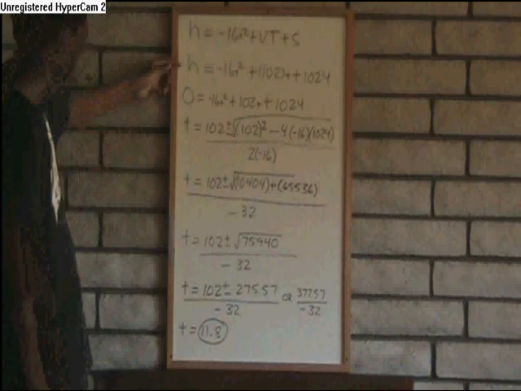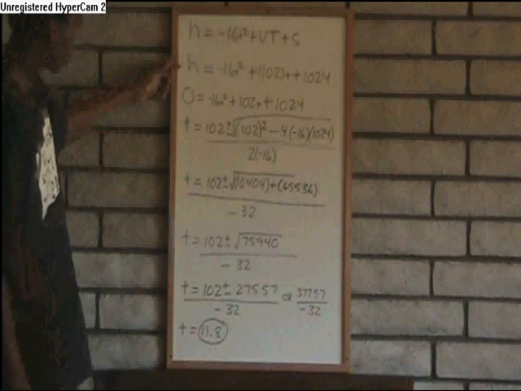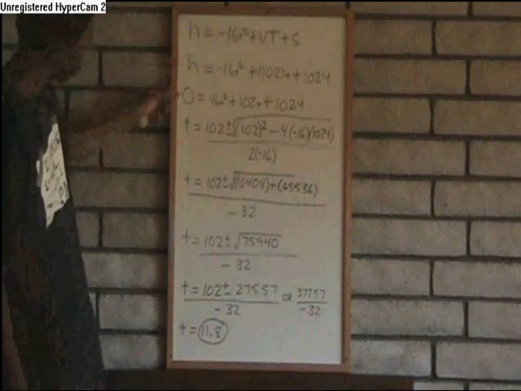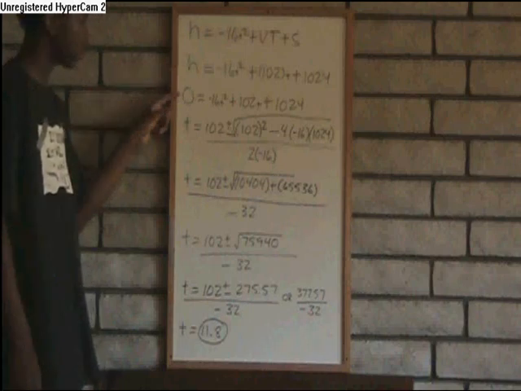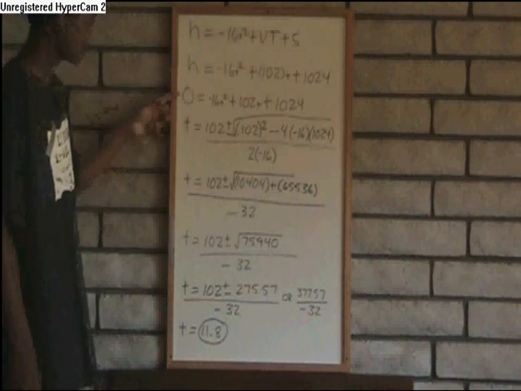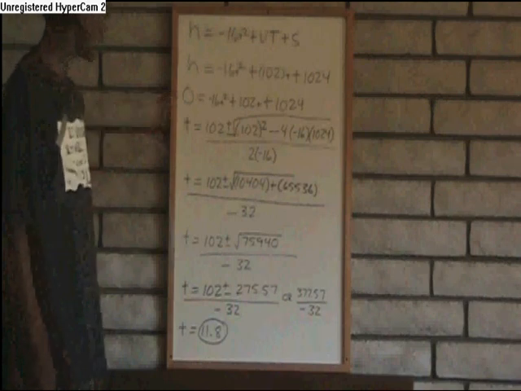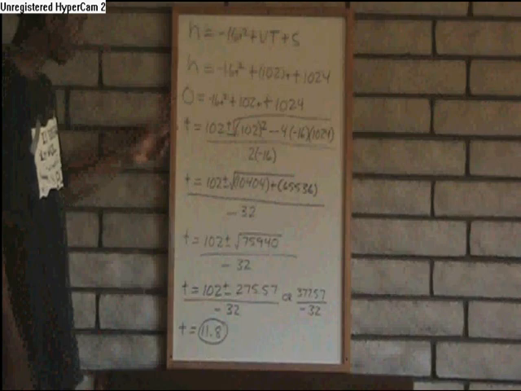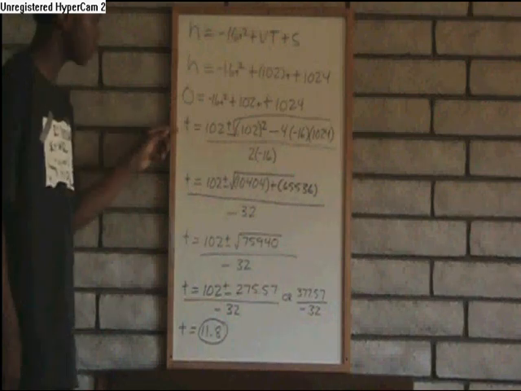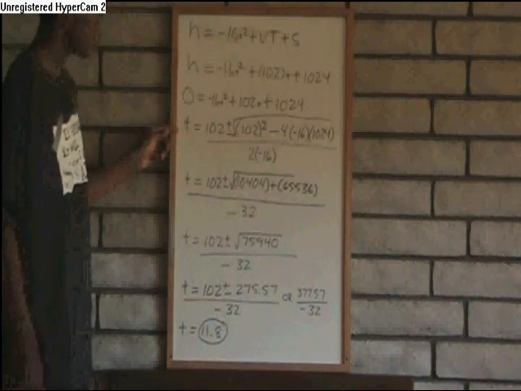Now we substitute 0 for h and write in standard form: 0 equals negative 16t squared plus 102t plus 1024. Now we substitute the values for a, b, and c in the quadratic formula. t equals 102 plus or minus the square root of 102 squared minus 4 times negative 16 times 1024, all over 2 times negative 16.